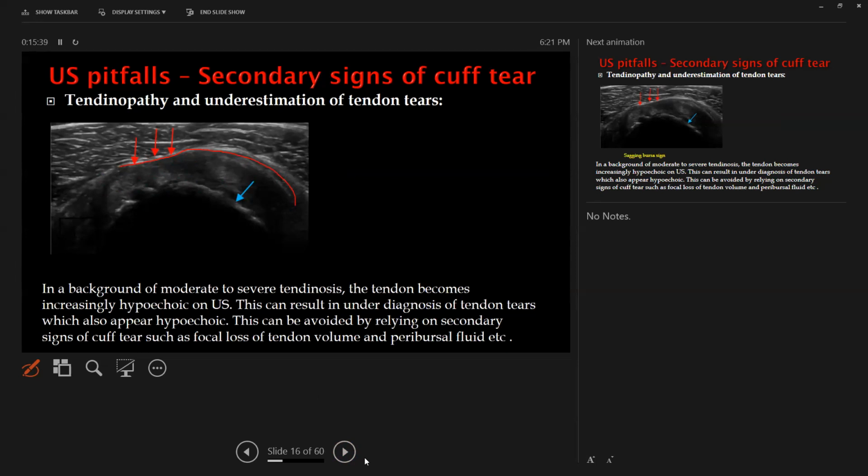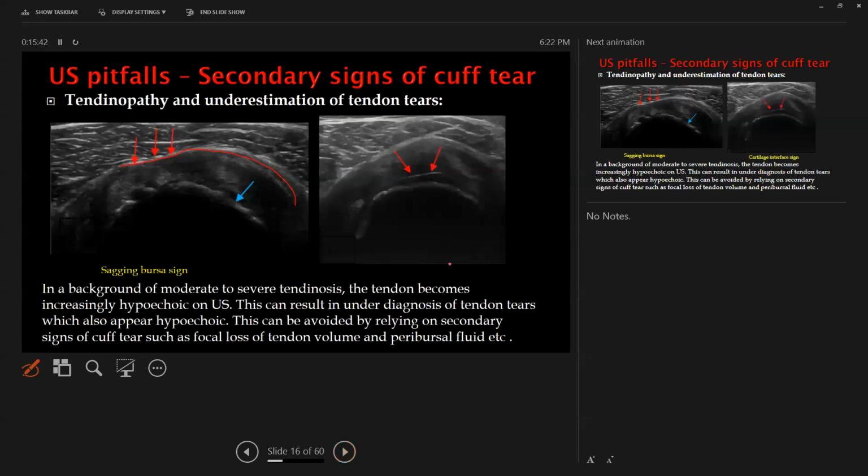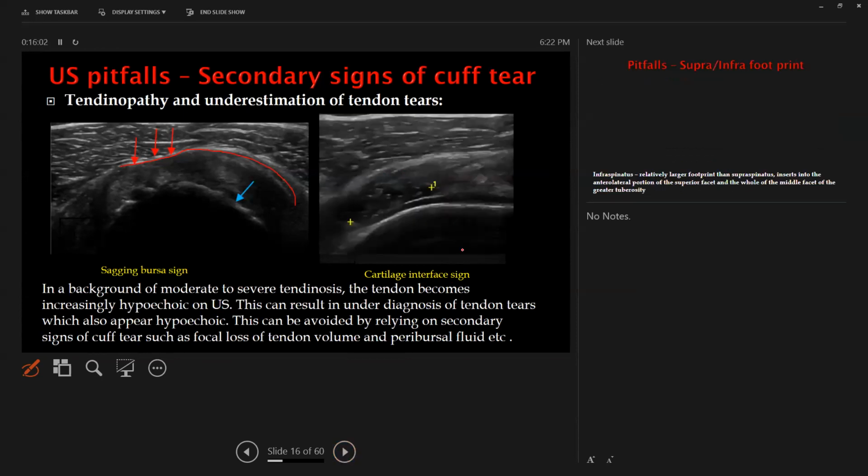So this is a sagging bursa sign, and there is another sign called a cartilage interface sign, where the cartilage of the humeral head is seen as a sharp, bright line when there is an underlying tear, especially a tear which can be filled with fluid. For example, here is another example showing a cartilage interface sign. You can see there's a big tear which is filled with echogenic fluid, and it's sometimes difficult for an inexperienced eye to spot the tear itself, because the volume is not lost, as it's filled with fluid. So it is very important to know that the sign exists, and this can say that there is an underlying tear. So these are the two signs.